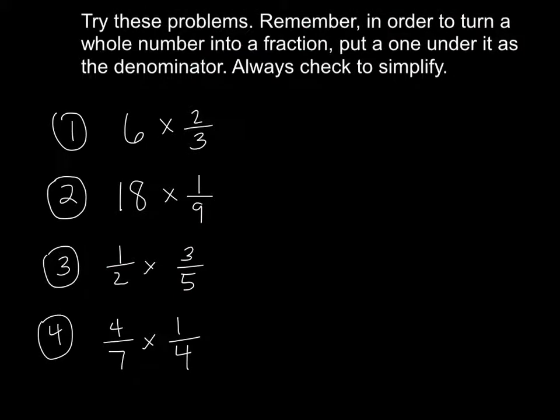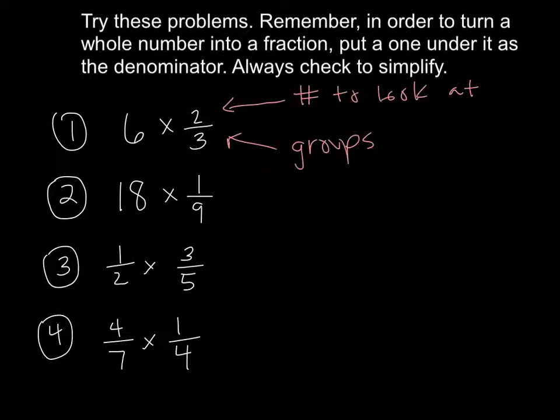Now try these practice problems. Remember that when you have a whole number, to turn it into a fraction, you need to put a 1 under it as the denominator. Also, remember that the important parts are the denominator, 3, tells me the number of groups to split the 6 objects into. The numerator tells me the number of groups to look at or to count. You can use the mathematical strategy or you can draw objects to help you solve these problems. Always check to see that your answer is in the simplest form.